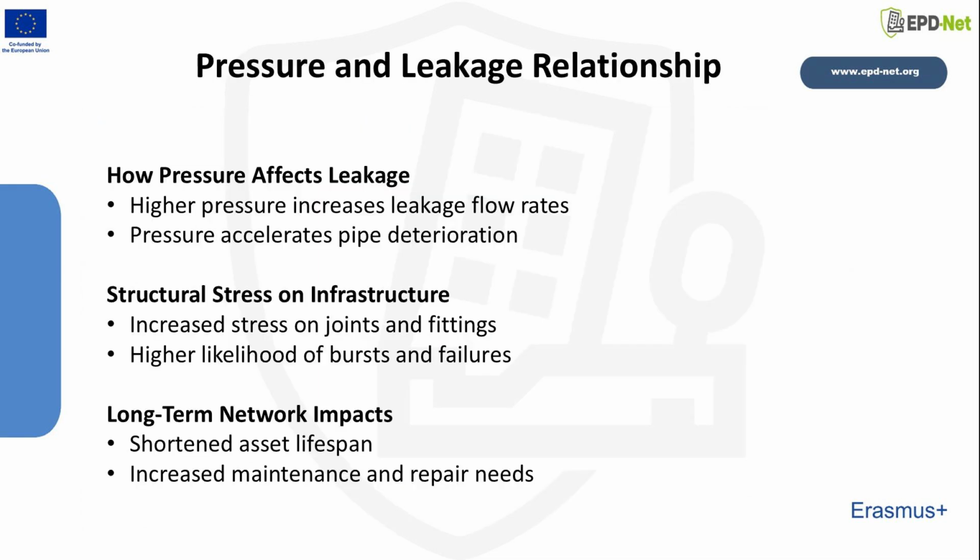Pressure has a direct and well-established relationship with leakage in water distribution networks. As pressure increases, the rate at which water escapes through existing leaks also increases. Even small increases in pressure can lead to disproportionately higher leakage volumes. Excessive pressure places additional structural stress on pipes, joints, and fittings. Over time, this stress weakens infrastructure components and increases the likelihood of pipe bursts and failures. These failures not only cause water losses but also disrupt service and increase operational costs.